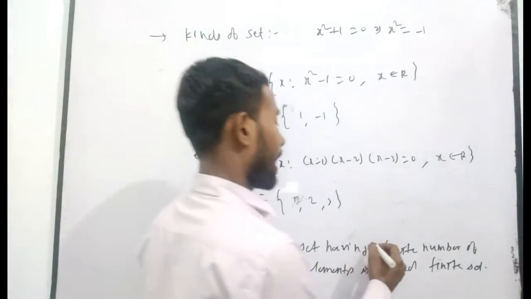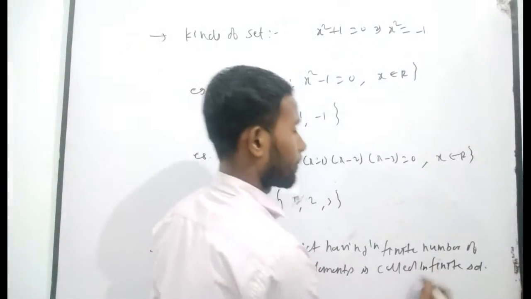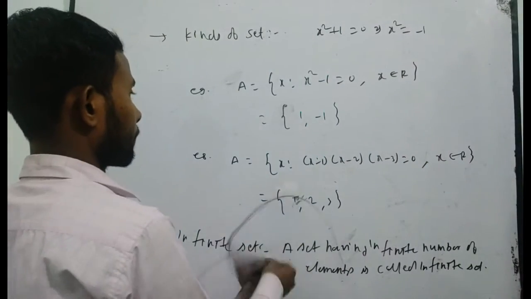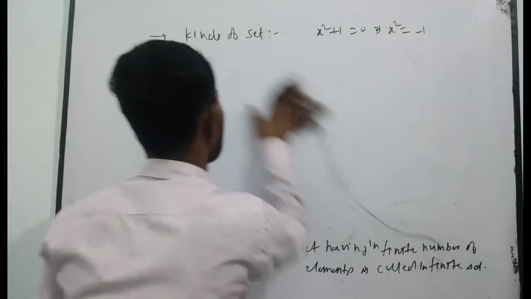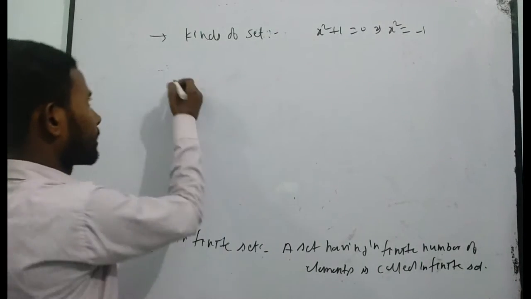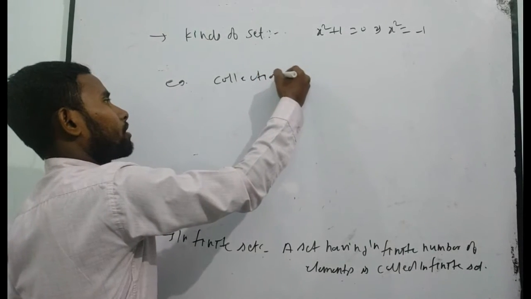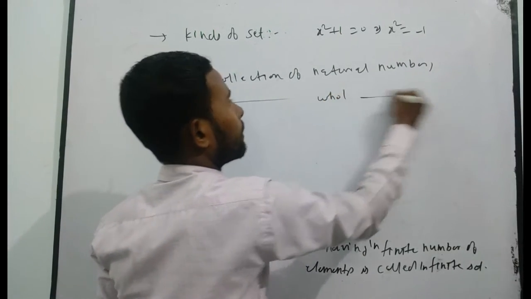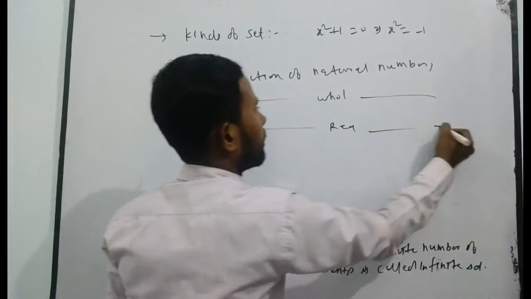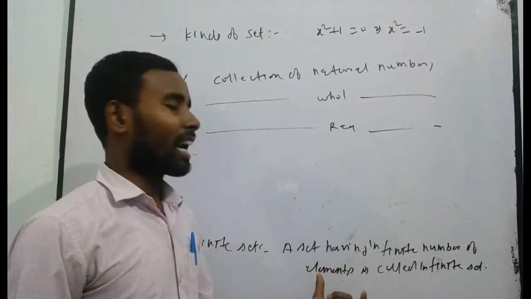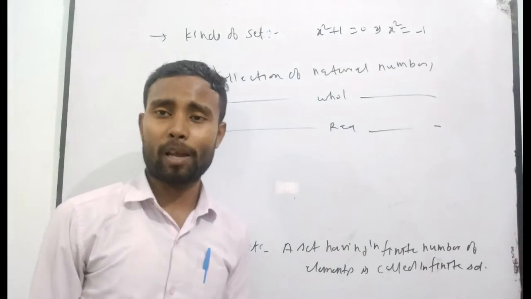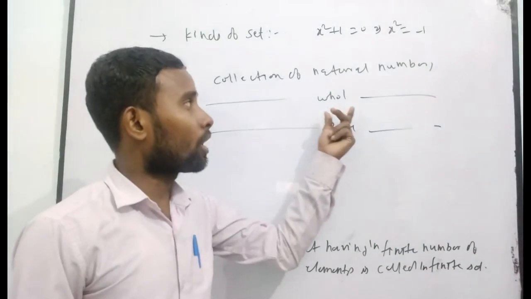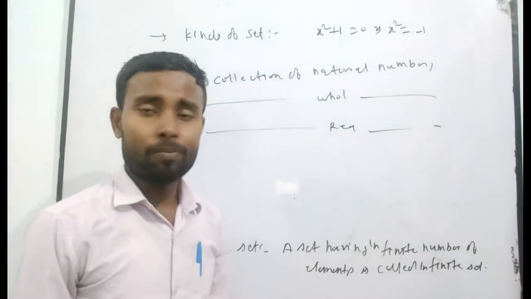Now I want to take an example of infinite set. A set having an infinite number of elements is called infinite set. Collection of natural numbers, collection of whole numbers, collection of real numbers. What can you tell about it? All these sets contain infinite number of elements. Because natural numbers 1, 2, 3, 4, 5, 6, 7, 8, 9, and so on, that means up to infinity. So natural number is an infinite set. Similarly, whole number also has infinite elements, and real number also has infinite elements.